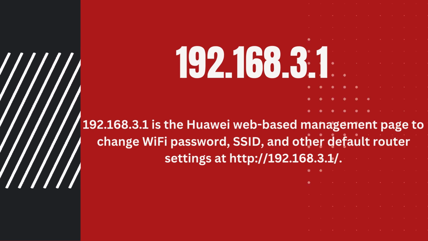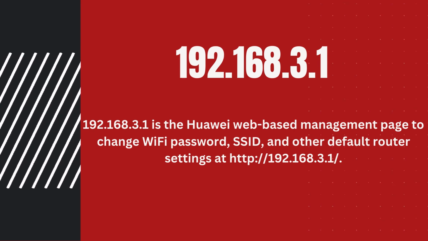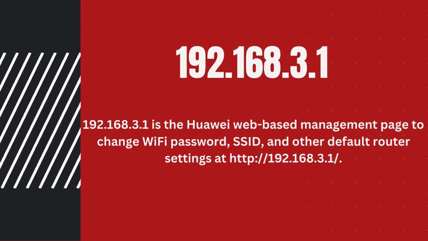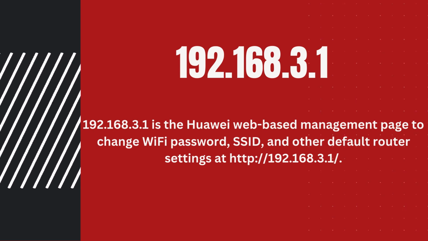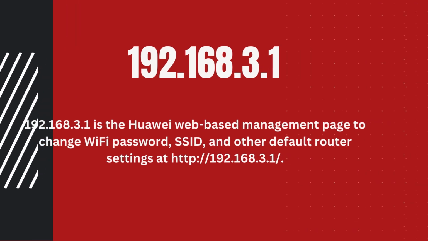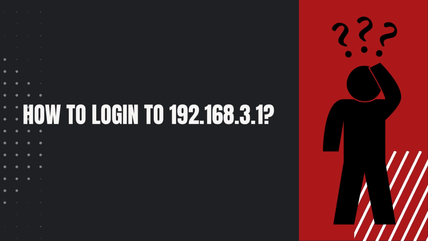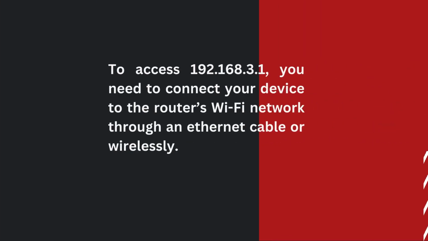192.168.3.1 is the Huawei web-based management page to change Wi-Fi password, SSID, and other default router settings at http://192.168.3.1. How to log in to 192.168.3.1.